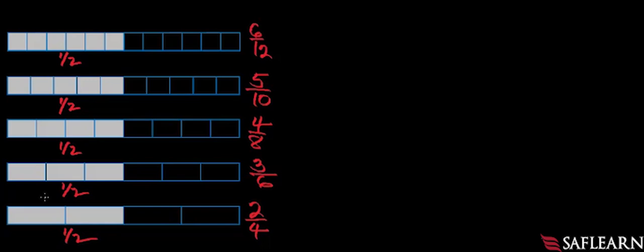Now this can also be seen by comparing the numerator and the denominator of each of the fractions representing the shaded portions. Now in this case we have 6 over 12, 6 is half of 12. Here we have 5 over 10, 5 is half of 10. Here we have 4 over 8, and 4 is half of 8. Here 3 over 6, 3 is half of 6. And then here we have 2 over 4, and 2 of course is half of 4.